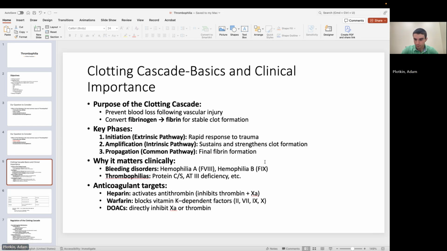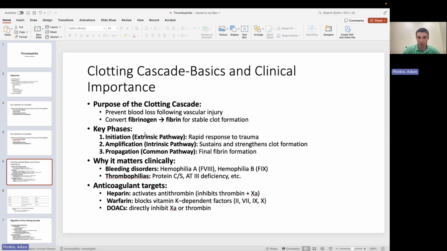All right. So let's talk about the clotting cascade because it's really going to be the backbone of everything that we're going to talk about moving forward. So what is the purpose of the clotting cascade? Well, it prevents blood loss following any kind of vascular injury. And our end goal is to convert fibrinogen to fibrin to form that stable clot. That's done by thrombin. Thrombin is going to convert fibrinogen to fibrin. Fibrin is kind of like the meshwork that holds my clot together.